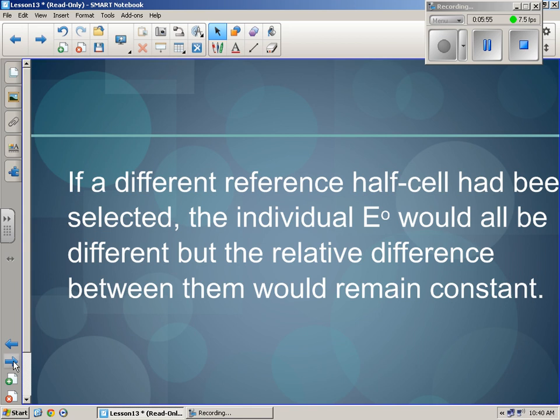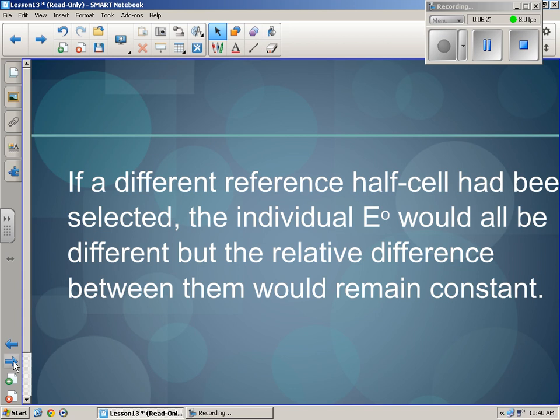That difference is always the same. Okay? So if I pick a different cell, for example, which doesn't really make sense with the hydrogen and the copper one, the difference has to remain constant. So you can see, for example, that the copper half cell is 0.34. What's the one below it? What's below copper there?